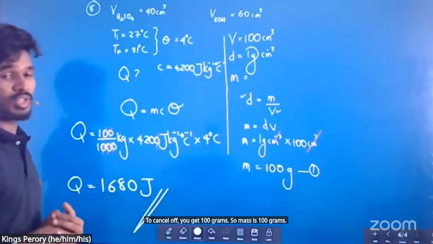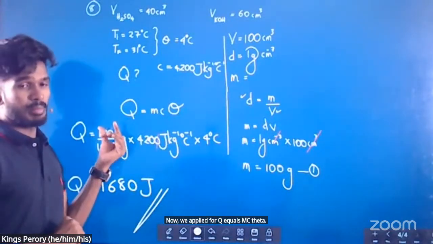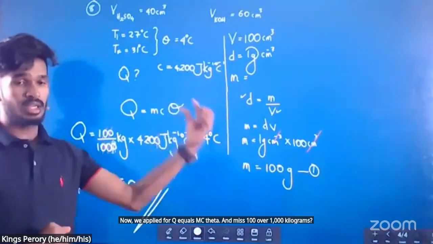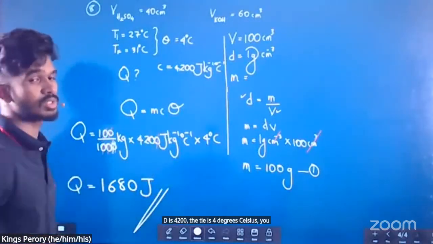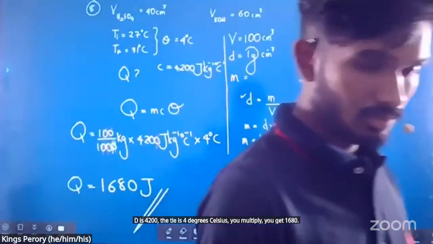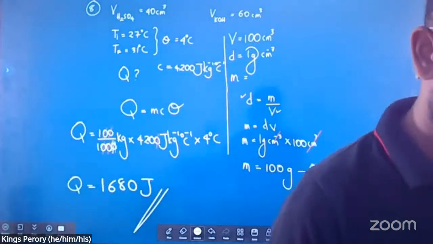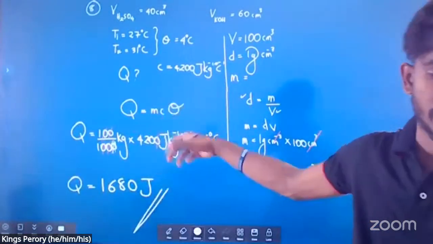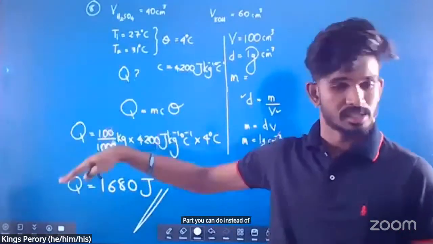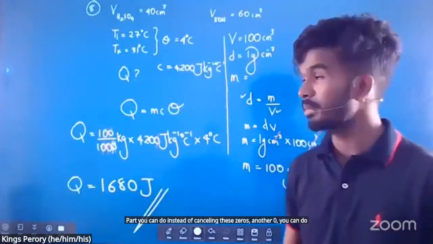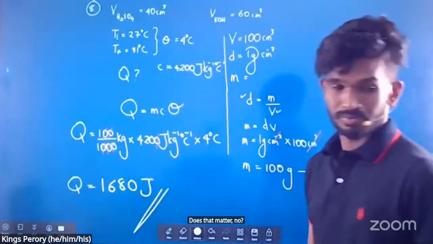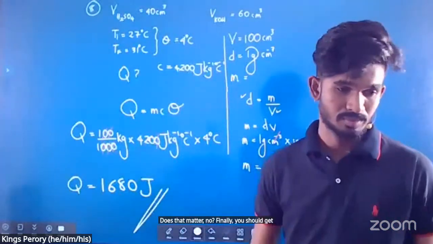Now you apply it for Q equals MC theta. M is 100 over 1000 kilograms. C is 4200. Theta is 4 degrees Celsius. You multiply, you get 1680. Maths part, instead of cancelling these zeros, you can do another way. That's no problem, those are maths. Finally, you should get the same answer.